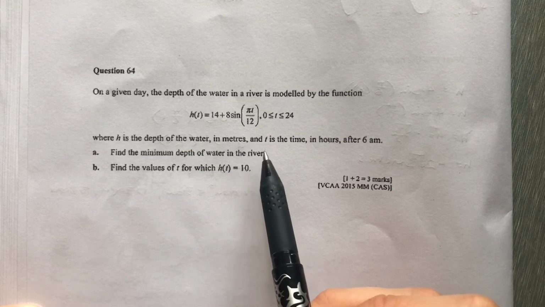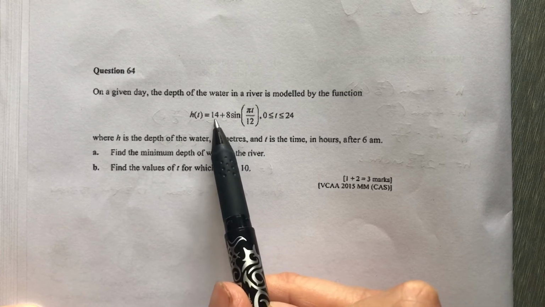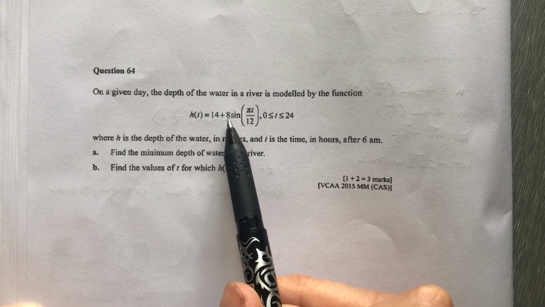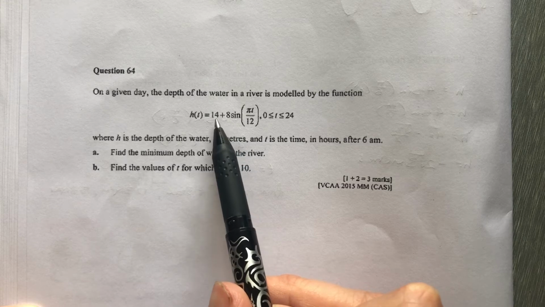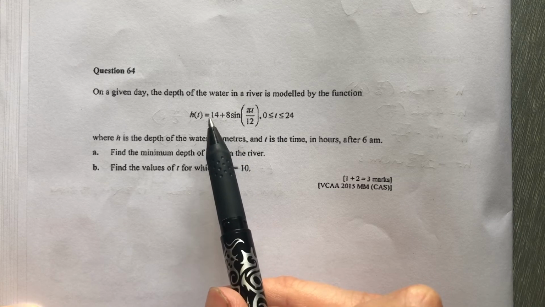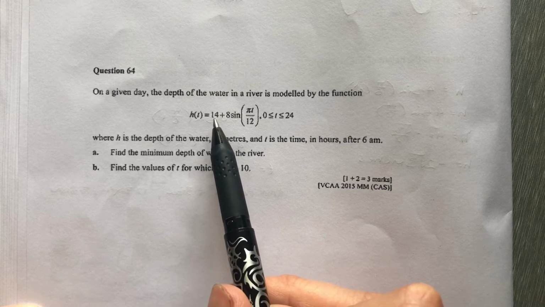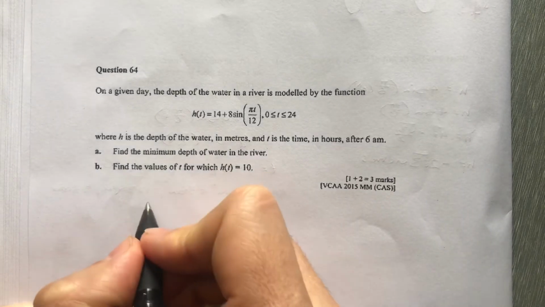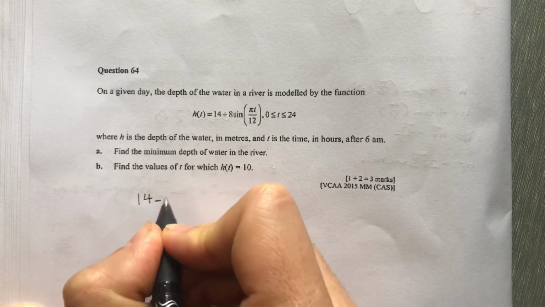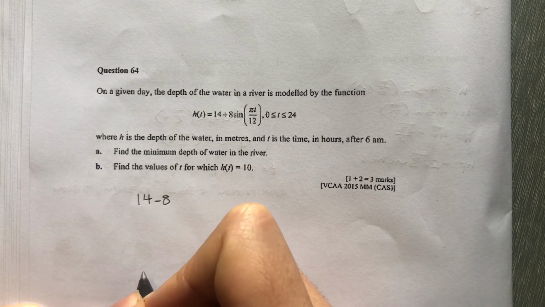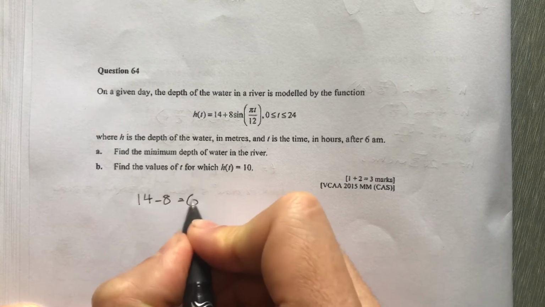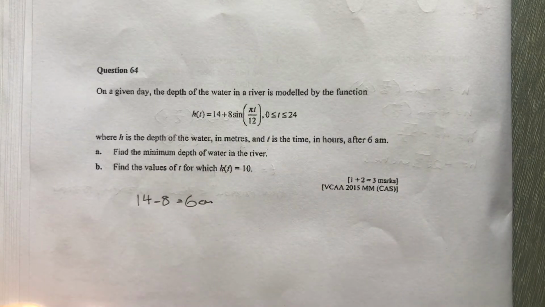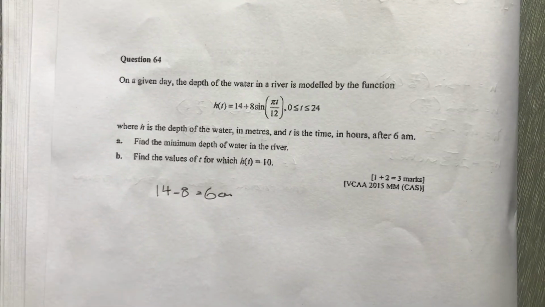We don't have to sketch a graph of this at all. We can see that the average is 14 and the amplitude is 8. So that means from 14 it's going to go up 8 and that's going to be the highest, and from 14 it's going to go down 8 and that's going to be the lowest. So the minimum depth is going to be 14 and then take away that 8. So that's going to have to be 6 meters is our minimum depth. So A was pretty quick.